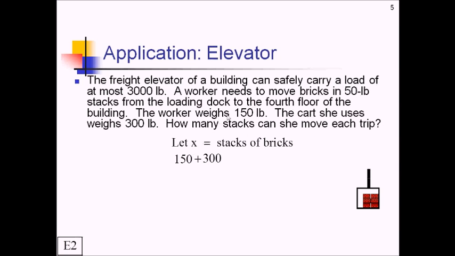So if we multiply those things together, 50 times x, and add that over here, that gives us the weight of all the bricks. Now we said this has to be at most 3,000 pounds, so it could be exactly 3,000, or it could be less than 3,000, so less than or equal to 3,000. Let's go ahead and solve this now.